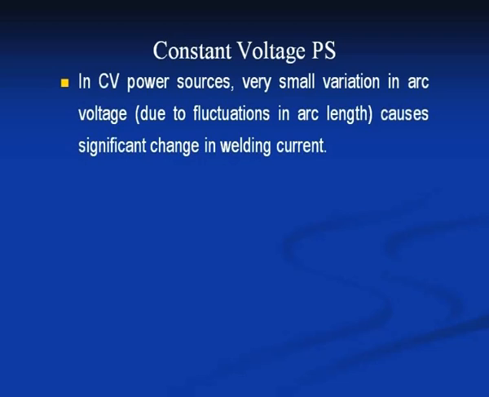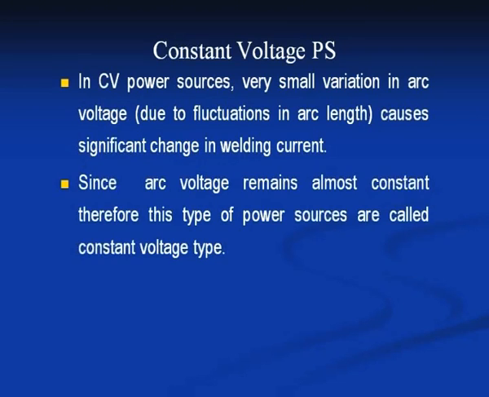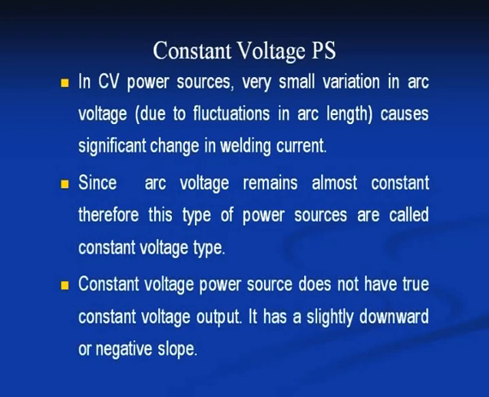The other type of power source has the constant voltage characteristic. In these power sources, a very small variation in arc voltage takes place due to the change in welding current. Means even a small change in arc voltage leads to a significant change in the welding current. Since the arc voltage almost remains constant, this type of power source is called the constant voltage type of power source. A constant voltage power source does not have a true constant voltage, but it has a slightly downward or negative slope.